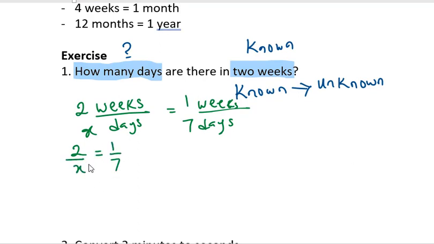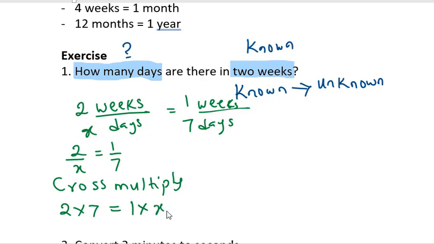And whenever you have fractions equal to themselves, equivalent fractions, what do you do? You cross multiply. So let's cross multiply here. So we have 2 multiplied by 7 and x multiplied by 1. So we can say 2 multiplied by 7. You can as well say 7 multiplied by 2. And then we can also say 1 multiplied by x. You can as well say x multiplied by 1, the same thing.